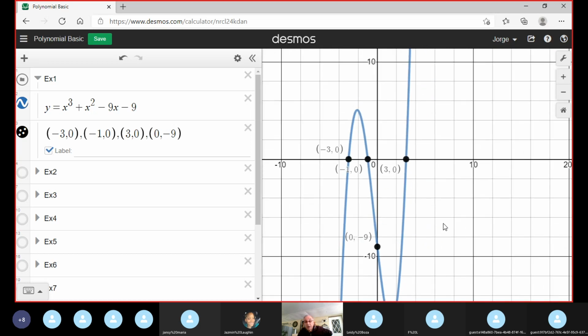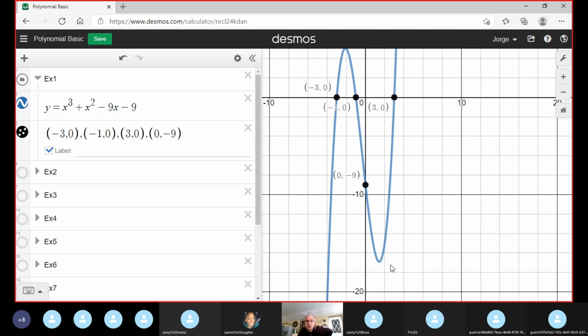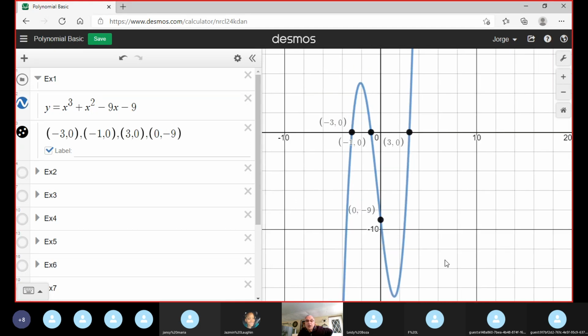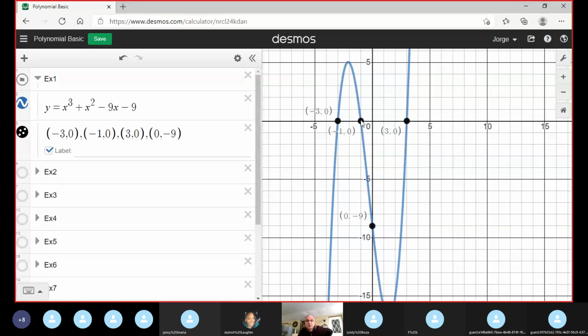We have no vertex. We have a turning point, which is this. Wow, but it's weird. And another turning point here. And we have three. Not necessarily always is it three, but in this case, it's three.